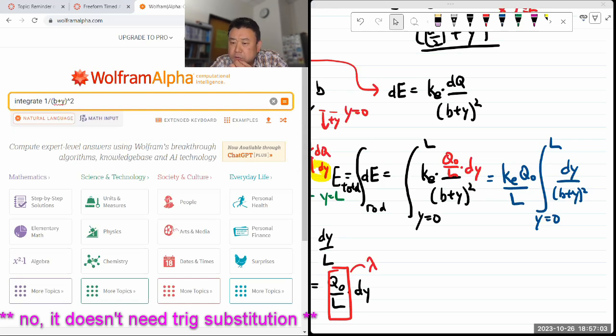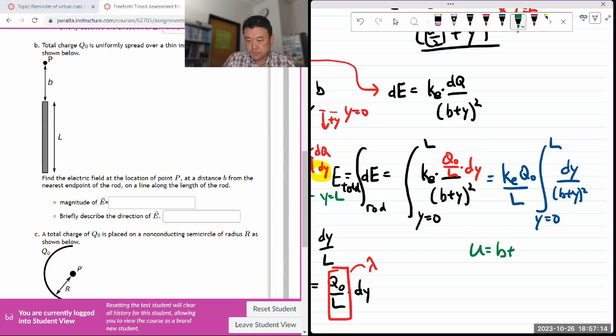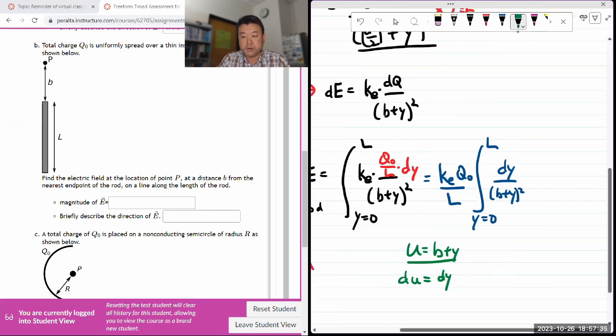Actually, sorry, I panicked too early. I think I can do u substitution. Sorry, not trig substitution, because you can do this substitution. You can do u is equal to b plus y, and then go from there. I thought the squared was just on y, but it's not that. Squared is on the whole thing. So I can panic too early. So with this u substitution, du is equal to dy. So you don't actually even have to change the numerator.